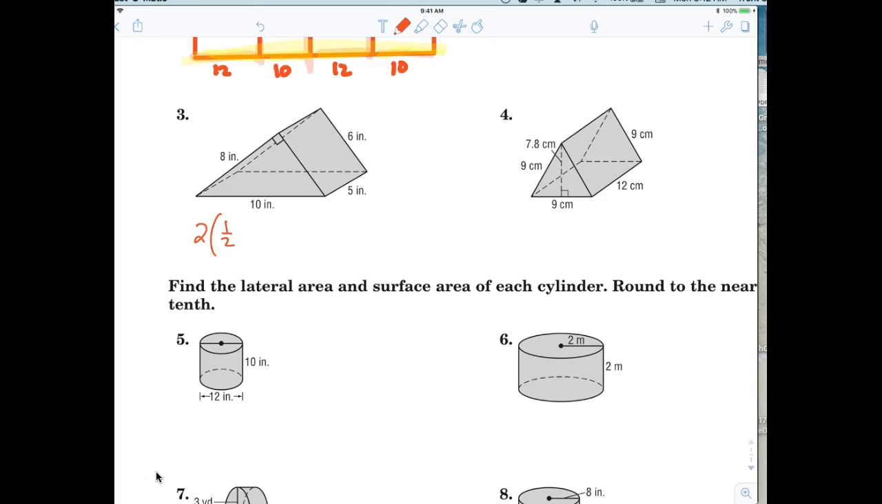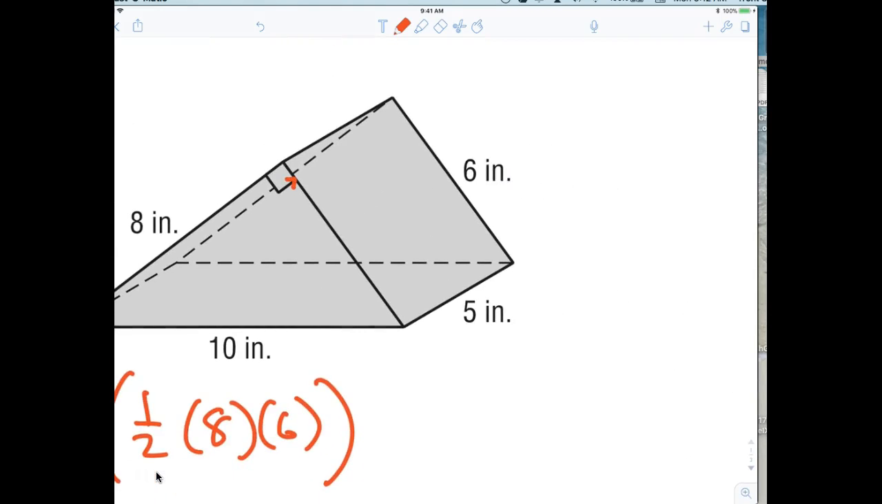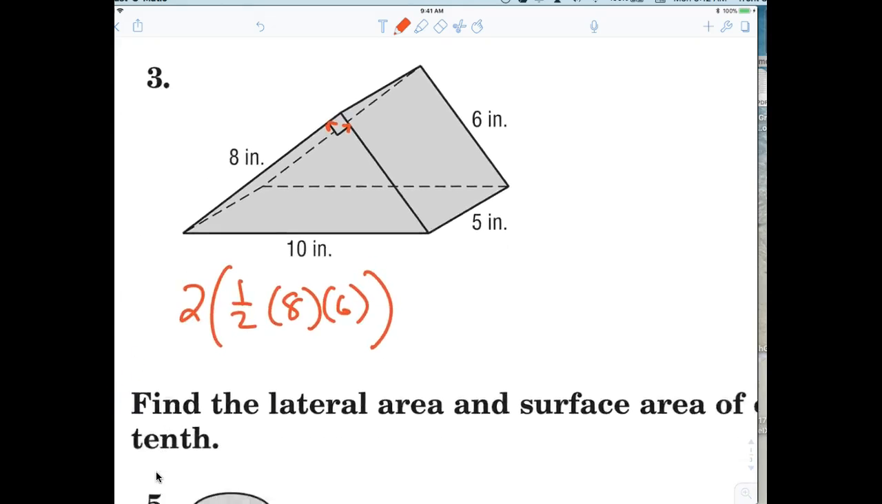So it's 1/2 times what? 10 times 8? No, you guys are killing me. 8 times 6. The height is not 10. Listen to me. Everybody in here should be able to find the base and height of the triangle. Look at the right angle. I've told you the right angle points to the base and the height of the triangle. So just to make myself clear, this is the right angle. That points to the base and the height. So the base and the height are 8 and 6.